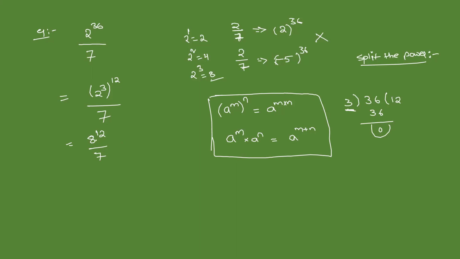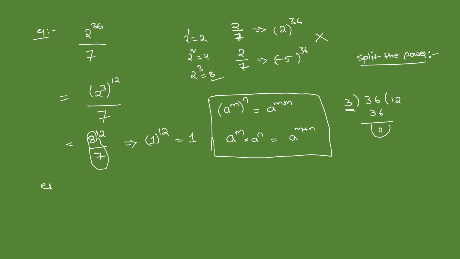So now it is very simple, right? What is the remainder for 8 by 7? Directly the positive one, that is 1, whole to the power of 12. 8 by 7 remainder is 1 and whole to the power of 12. So what will be my answer here? 1. My answer here is 1.